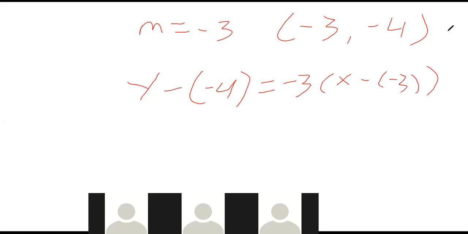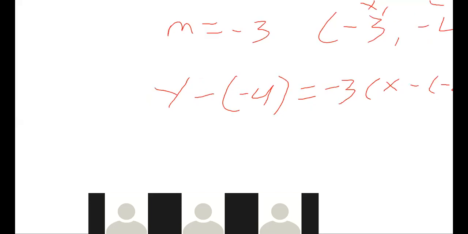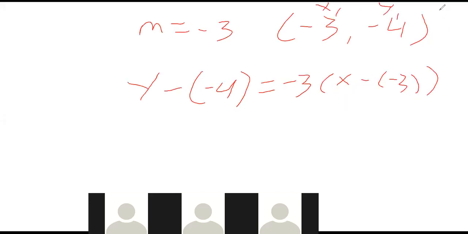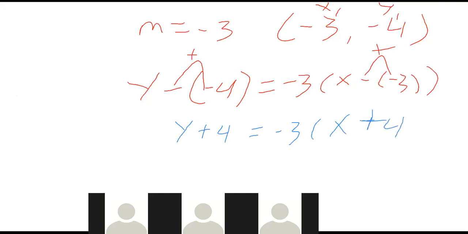Rob, yeah, the formula that you're using is y minus y equals m times x minus x, but that should be y1 and x1. So this is our x1, this is our y1. What we would do right here is those two turn into positives. So we rewrite this as y plus 4 is equal to -3 times x plus, sorry, plus 3.